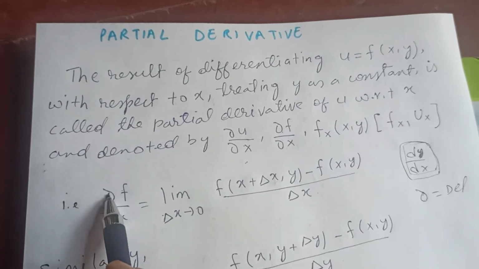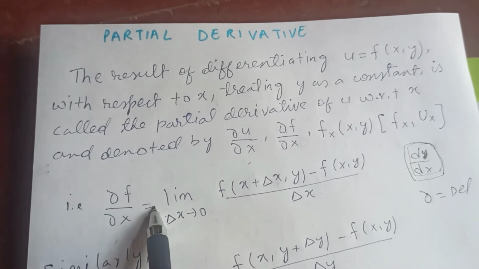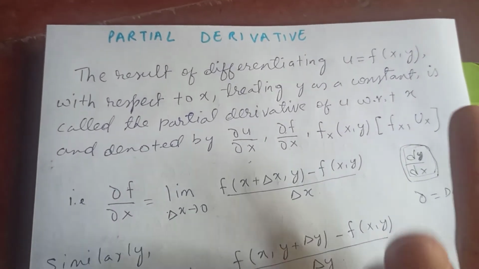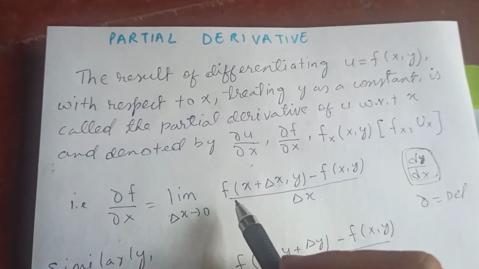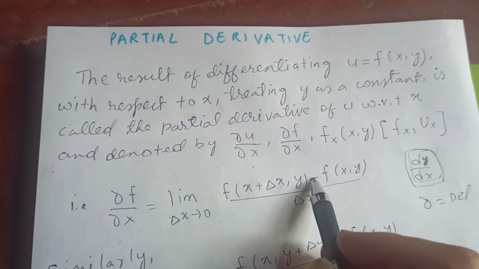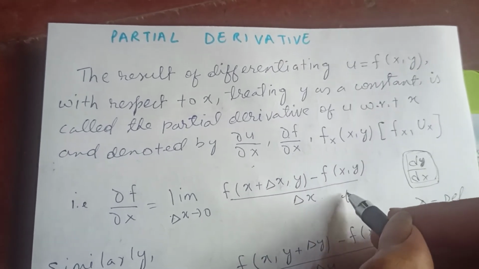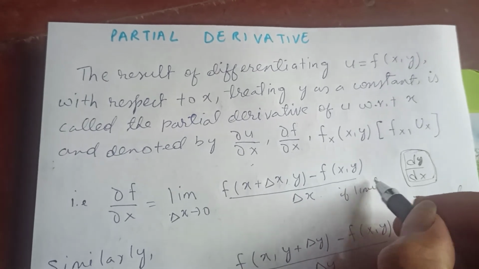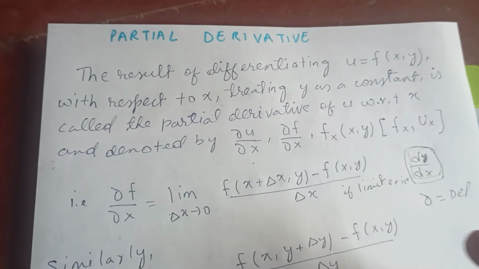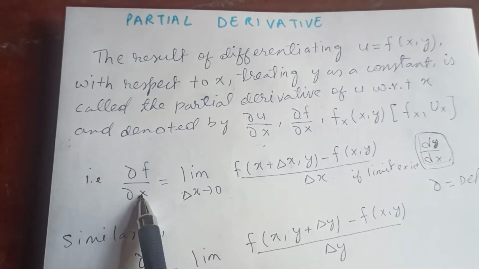Then analytically, del f by del x, our partial derivative of f with respect to x, is nothing but limit delta x tends to 0, where delta x is just an increment, of f of x plus delta x comma y minus f of x, y upon delta x, if the limit exists. Okay, this is our definition for partial derivative with respect to x.